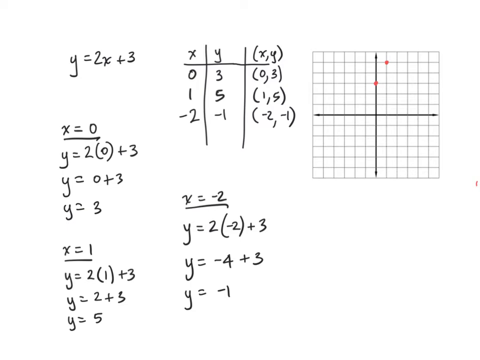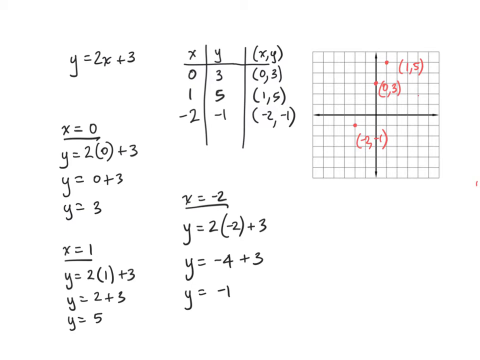And the last one, negative 2, negative 1. Start at the origin, negative 2, negative 1. So we're there. And the way I did that, start at the origin, negative 2 units in the x direction, and negative 1 unit down in the y direction. So that's this point here. And let's go through and we'll just label those. So this is 0, 3, 1, 5, and negative 2, negative 1. Okay, so we've got our points labeled.